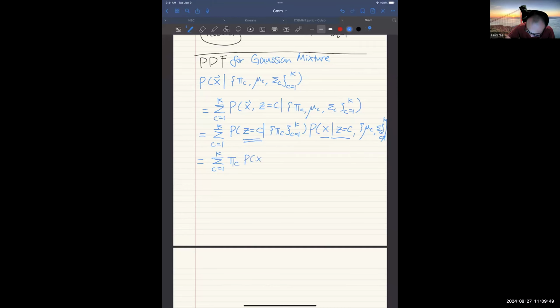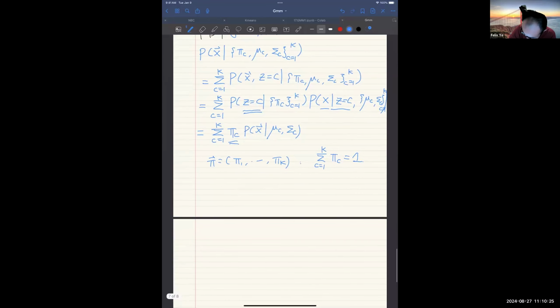So if we allow this, this is basically summation of c from 1 to k of pi c times probability x conditional on mu c and sigma c. So this pi c is actually the multinomial distribution. As I said, we can just assign this to be a multinomial distribution, which is the probability to choose the cluster C. So that means we have the property that summation C from 1 to k of pi C is equal to 1. Right, because this is actually the definition of the multinomial distribution.